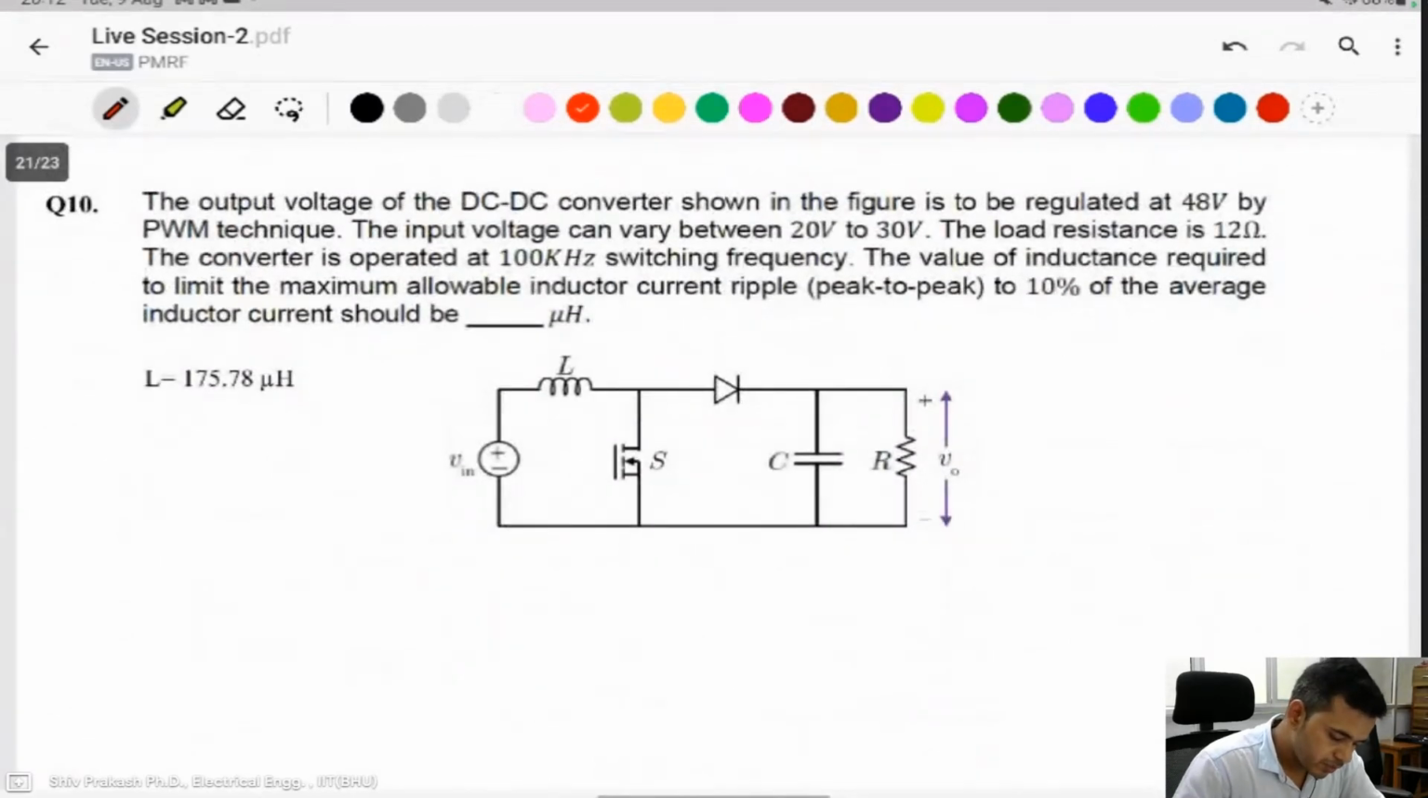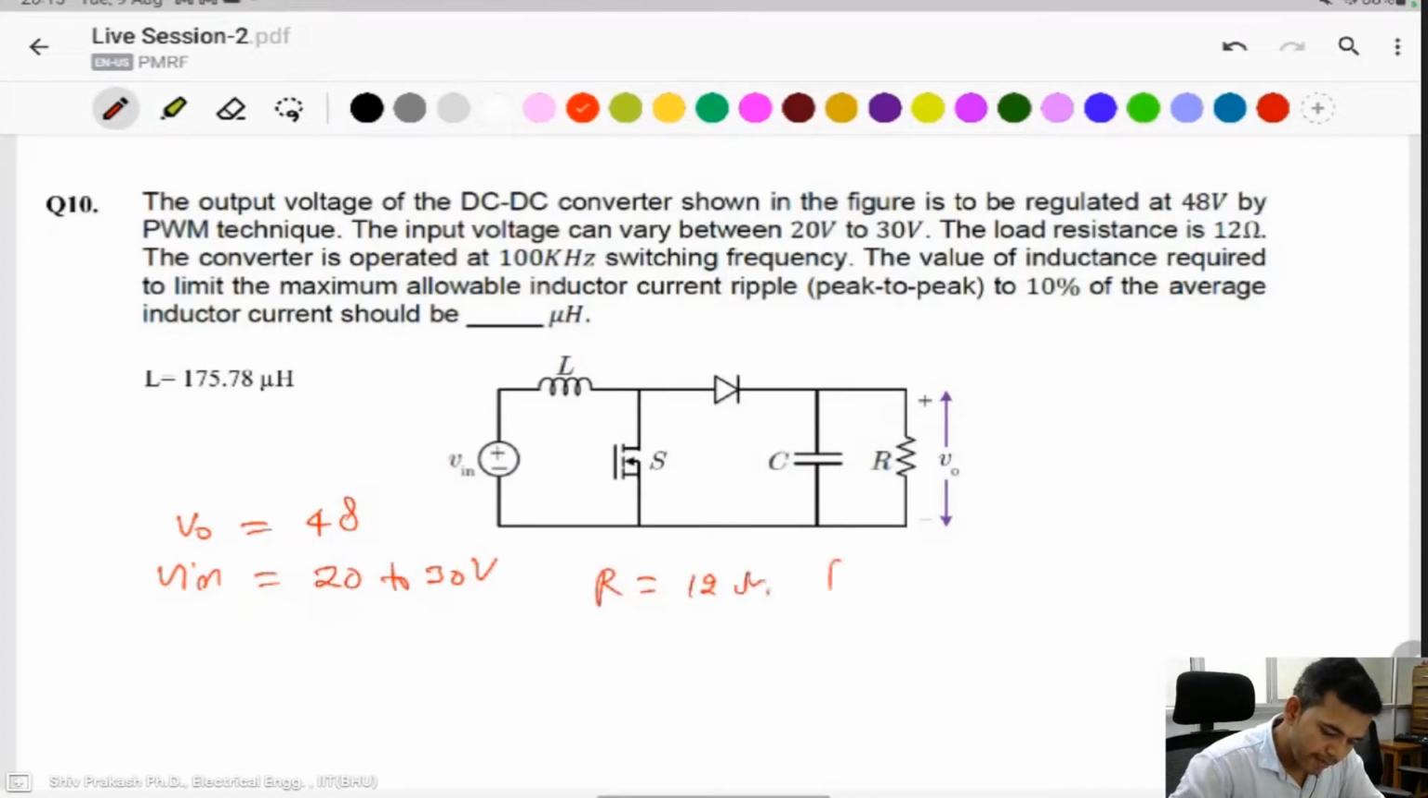Question number 10 here. Here is the boost converter. The output voltage of the DC converter shown in the figure is to be regulated at 48 volt. It means output voltage is given as 48 volt, V naught is equal to 48, V in is given 20 to 30 volt, load resistance is also given as 12 ohm, Fs is also given as 100 kilohertz. The value of inductance is required to limit the maximum allowable inductor current ripple delta IL equal to 10% of I naught.